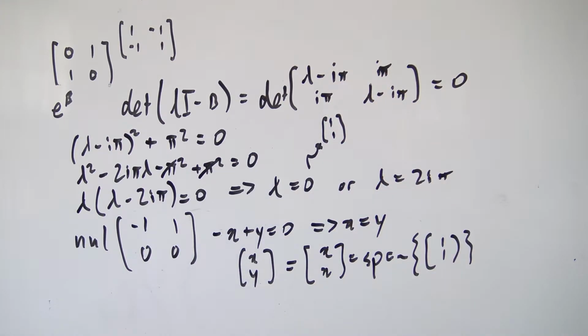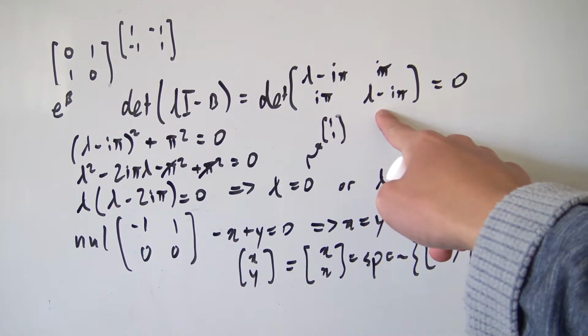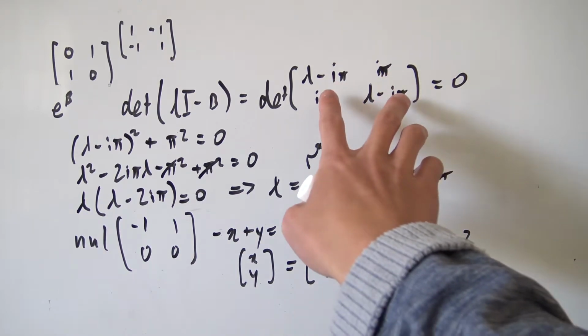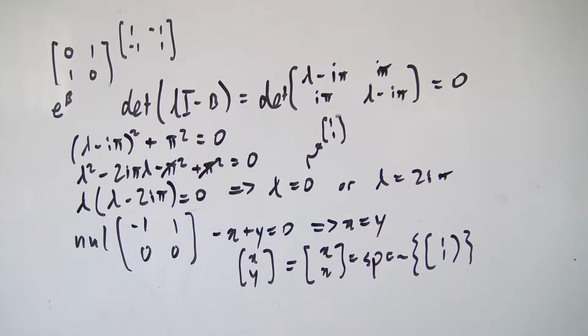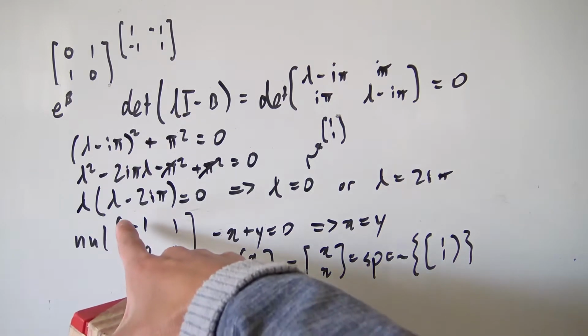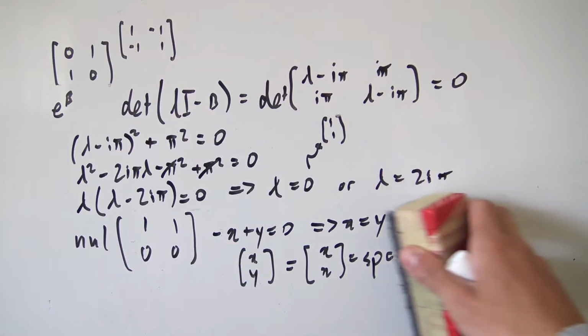And since they have a common factor of iπ, we can divide everything through by iπ. And we're going to get 1, 1, 1, 1. And the bottom is the same as the top, so we can subtract the top from the bottom to get 0, 0 on the bottom. So it's pretty much going to be the exact same thing as this matrix right here, but we're just not going to have a negative right here.